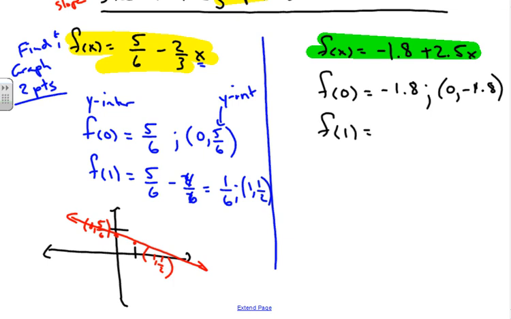That seems pretty easy. Negative 1.8 plus 2.5. And you have to do some math here. 2.5 minus 1.8, and what we have is going to be 0.7. All right, so we have 0.7. So right here is going to be (1, 0.7) for your other value.